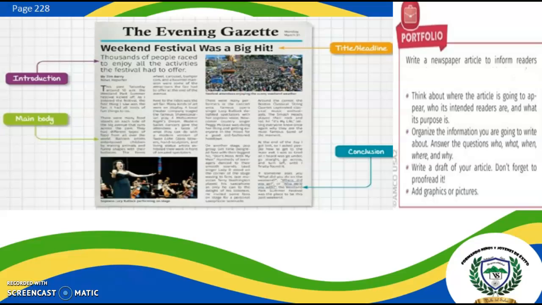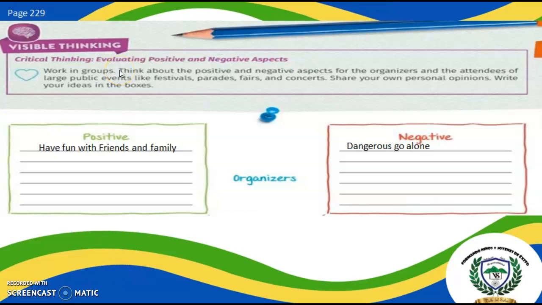Okay. On page 229, we have visible thinking. Think about the positive and negative aspects for the organizers and the attendees of large public events like festivals, parades, fairs, and concerts. Share your own personal opinions. Write your ideas in the boxes like these examples. Positive: have fun with friends and family. Negative: it's dangerous to go alone.